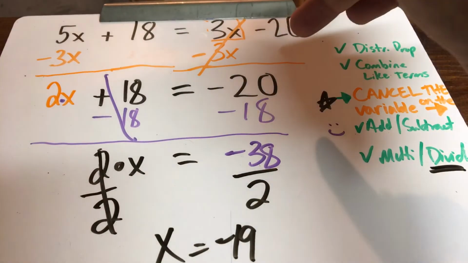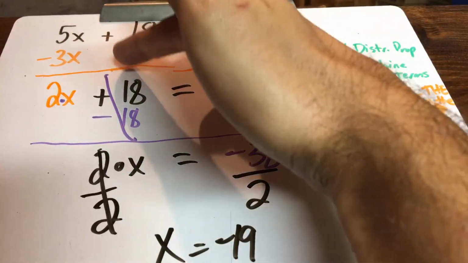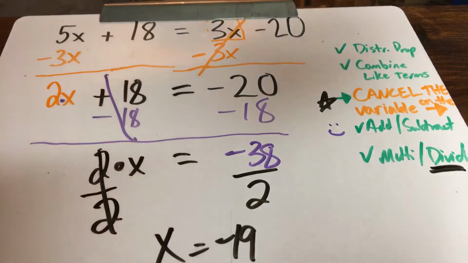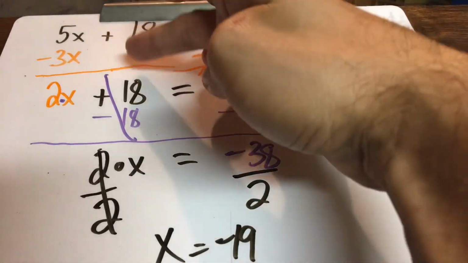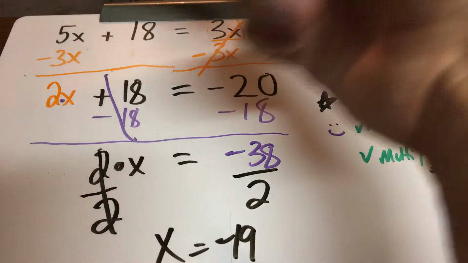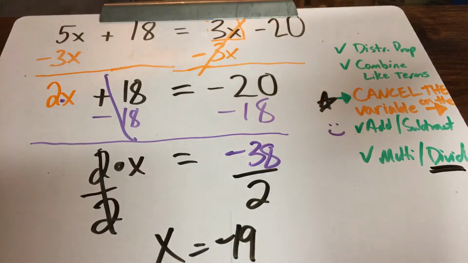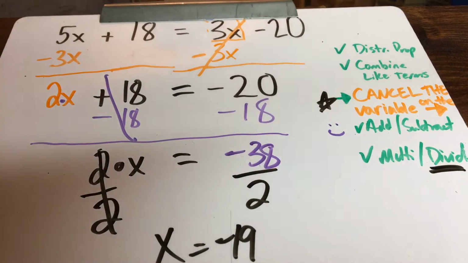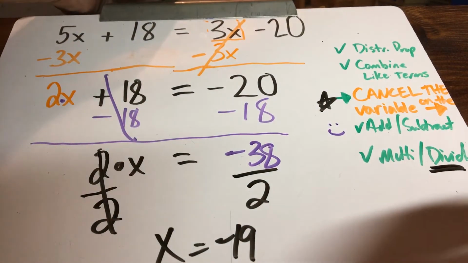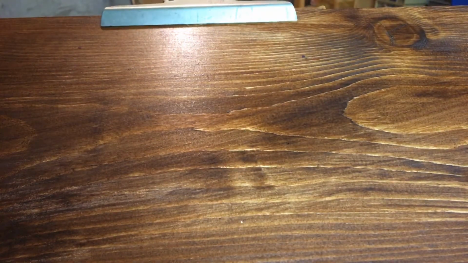I honestly could have done like plus 20 here and plus 20 here to get it started. I could have done minus 18 here and minus 18 here. Instead of doing it here in purple, I could have done it way at the beginning. I could have even done minus 5x and minus 5x. I don't personally like that because that ends up with the variable on the right-hand side. But I always just prefer to do it that way. So if you want to do it like me, that's the way you'll do it.